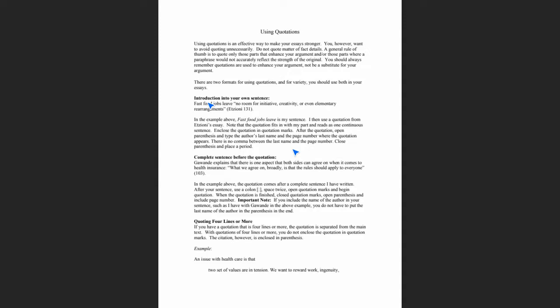So keep in mind that when you are using quotations, they have to serve a purpose. So don't just quote unnecessary information, background information that's not important to your argument. Only quote those that are specific to the argument that you're making. There shouldn't be that many times where you would quote 4 lines or more.